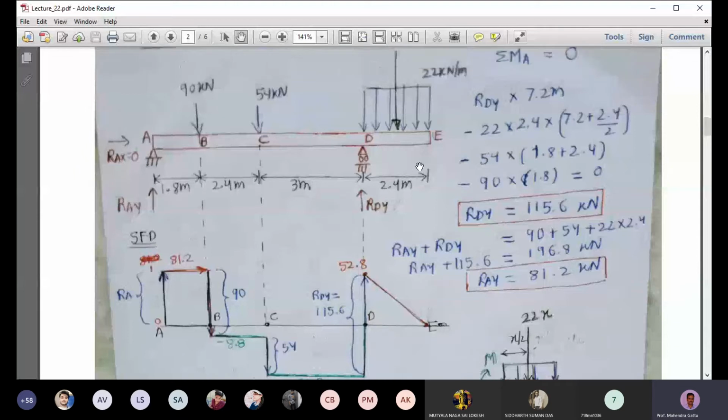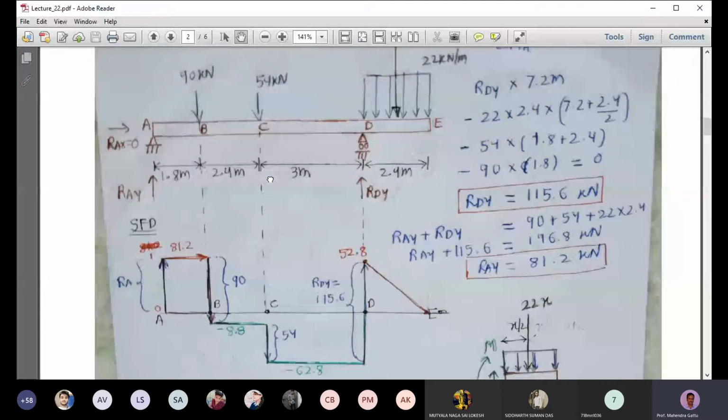So what you can do, you can just calculate 22 into 2.4. What will you get? 22 into 2.4, you will get 52.8. So the slope of this line will be 52.8 by 2.4, which is again 22. So yeah, you will get a straight line here. So this is the shear force diagram for this set of forces acting on this beam.